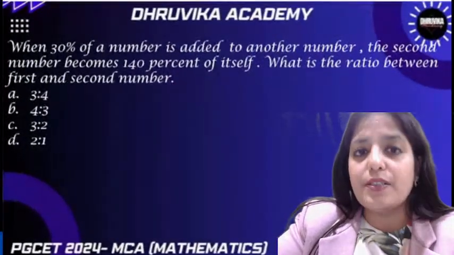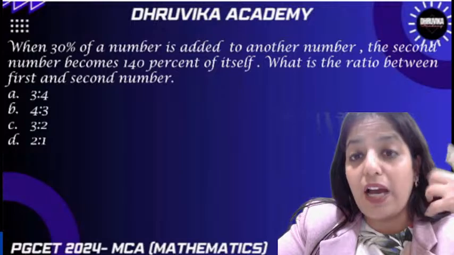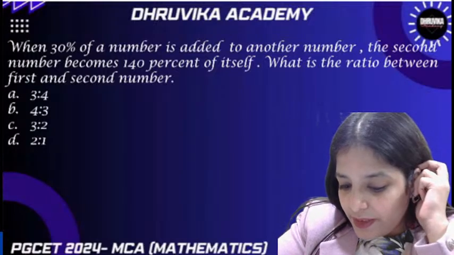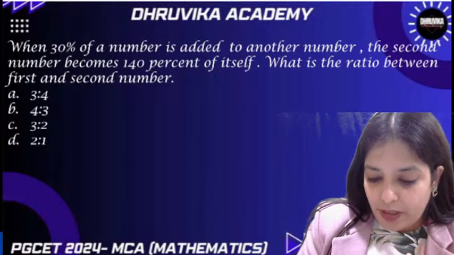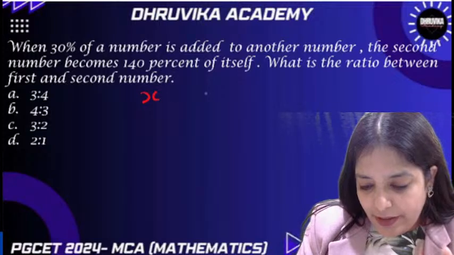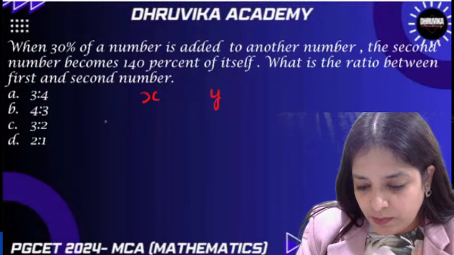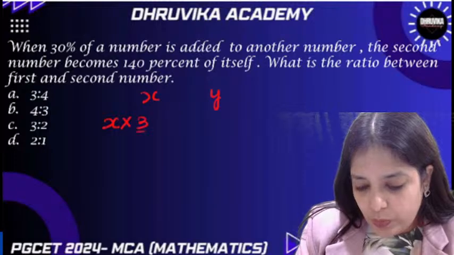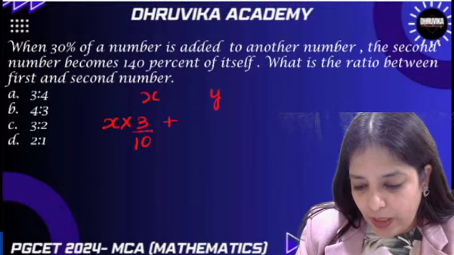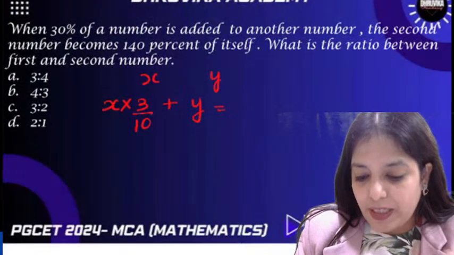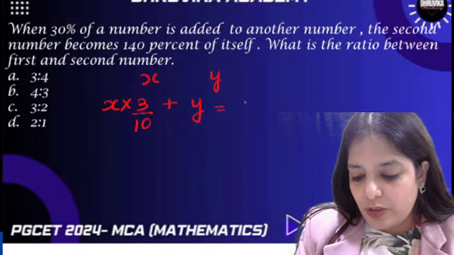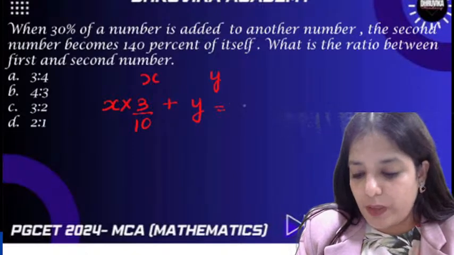When 30% of a number is added to another number, let's assume the two numbers as x and y. 30% of a number, that means x into 3 by 10, is added to another number, that is y. The second number becomes 140% of itself. So the sum of these two values is equal to what?